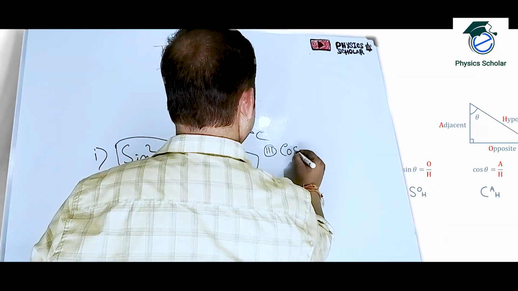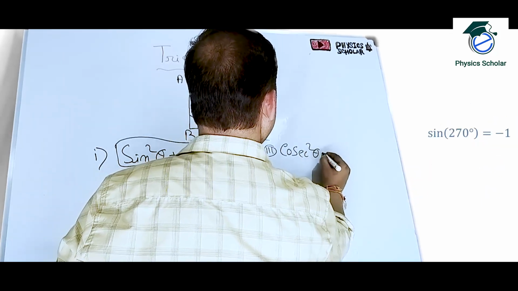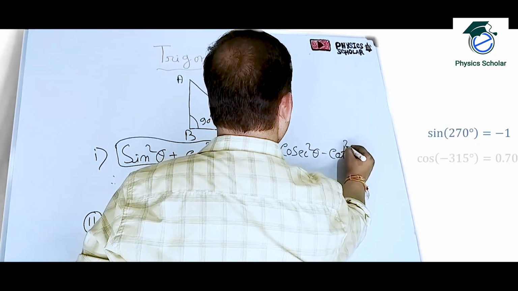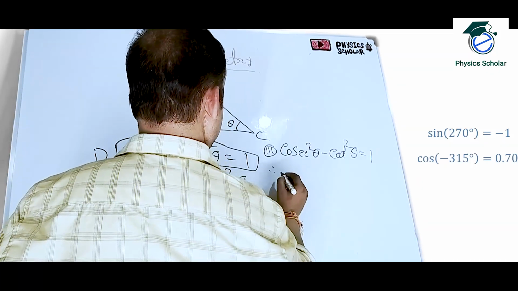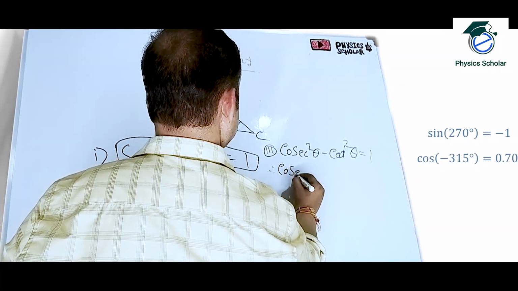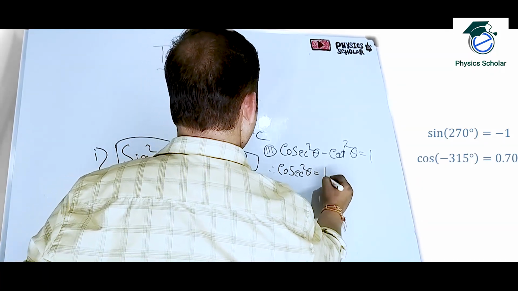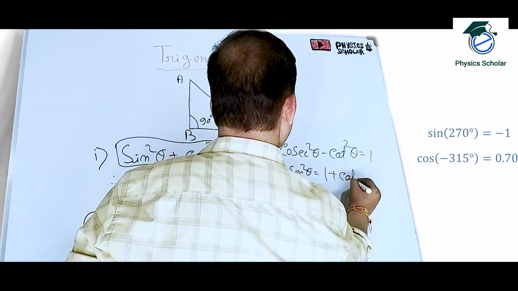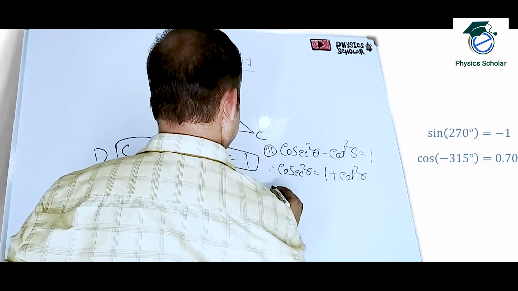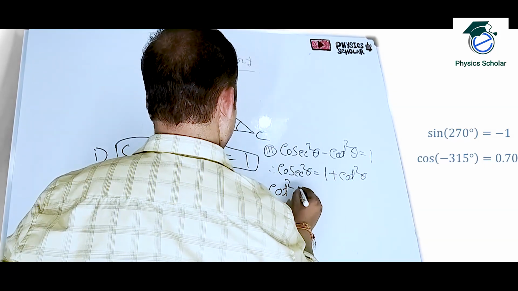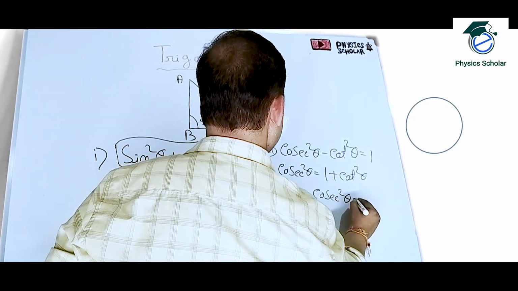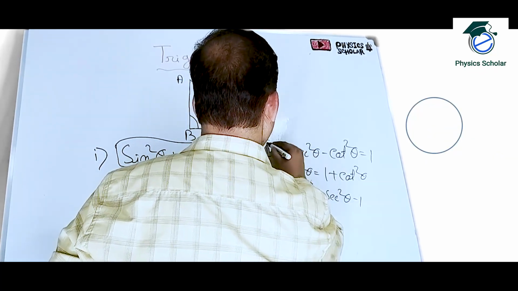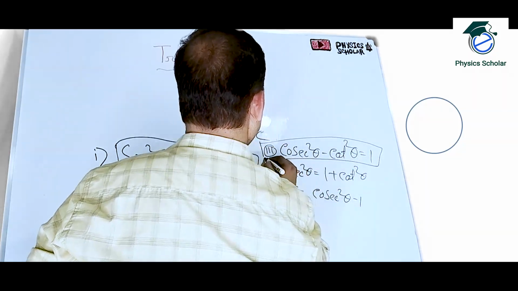Now the third one: cosec square theta minus cot square theta is equal to 1. So cosec square theta is equal to 1 plus cot square theta, and cot square theta is equal to cosec square theta minus 1. So this is another main formula.